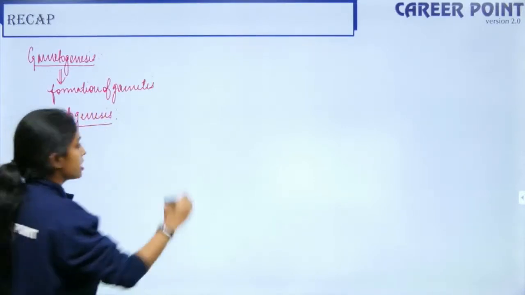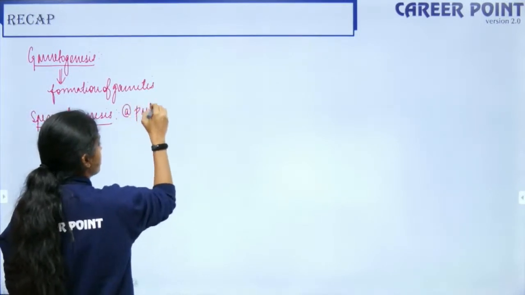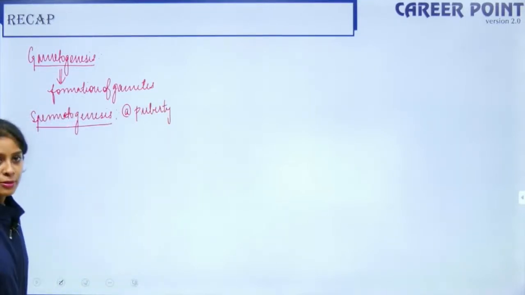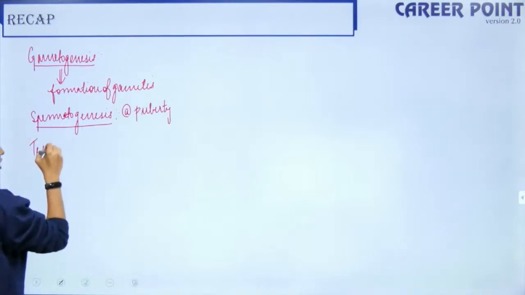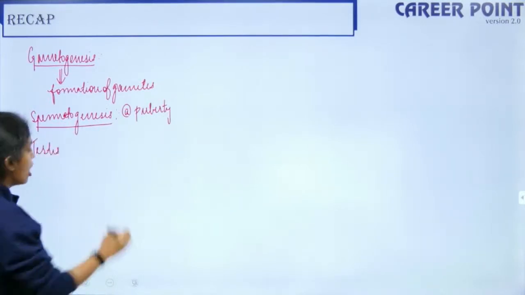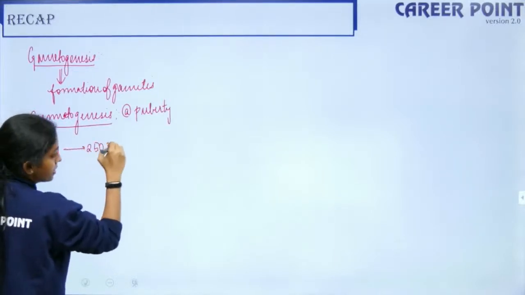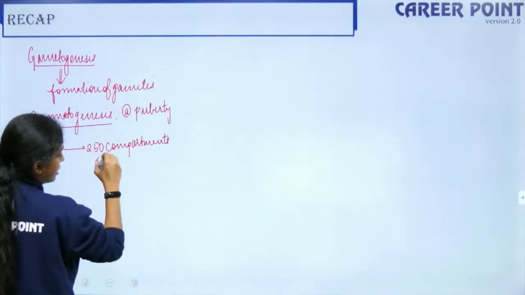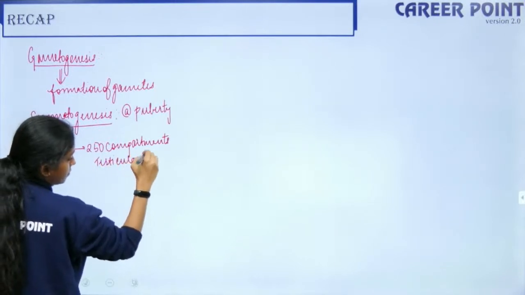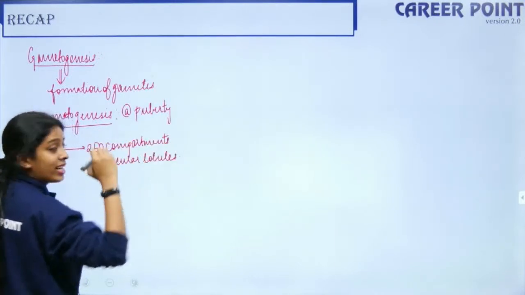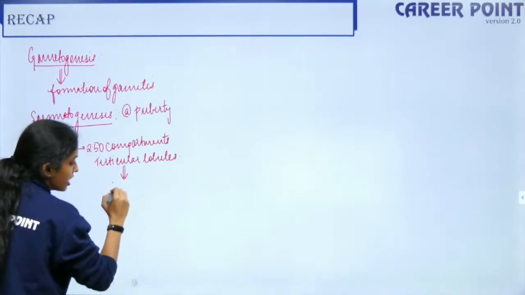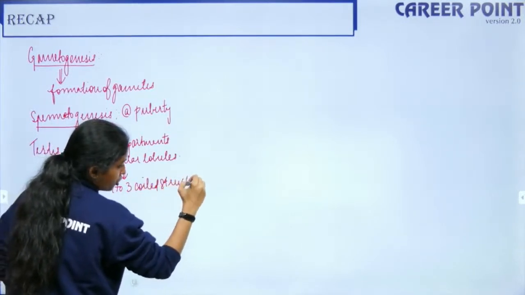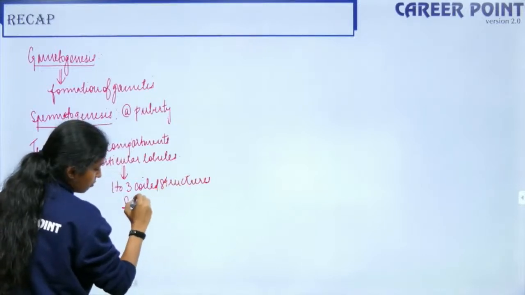So this spermatogenesis process begins at the time of puberty. Puberty is the stage of sexual maturity, right? So what happens in spermatogenesis? Here the primary sex organ in your male, that is testis, comes into picture. The testis has nearly 250 compartments, which are known as testicular lobules. In each of these lobules, you have 1 to 3 highly coiled structures. These structures are known as your seminiferous tubules.